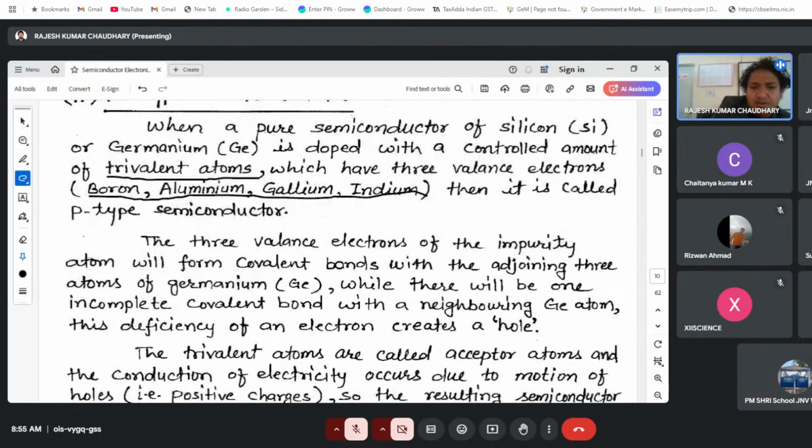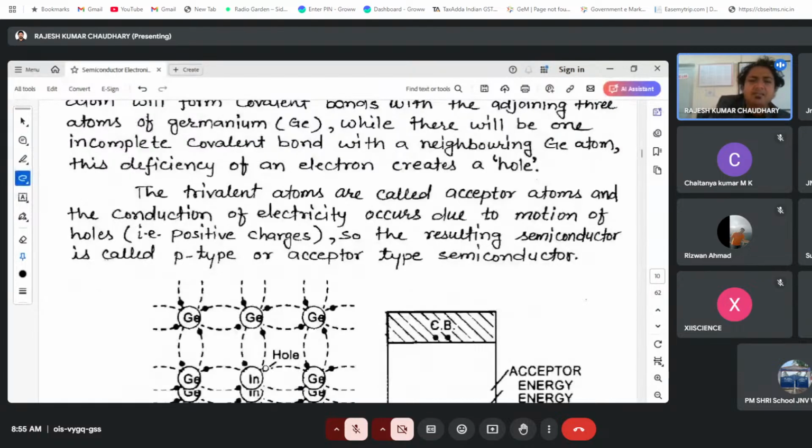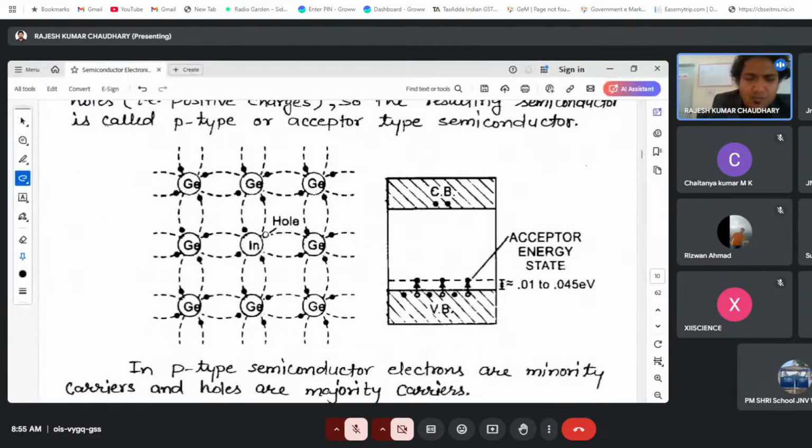Got it? Now come to the structure again. This time we are taking a germanium semiconductor and indium as the dopant. What is indium called here? Try to understand. Indium is called the dopant atom. Fine?